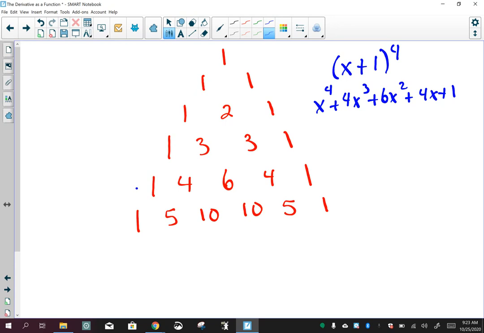So this is called Pascal's triangle. If you want to look it up and learn more about it, it has a whole lot of information for you about the binomial theorem, especially when it comes to expanding and everything.